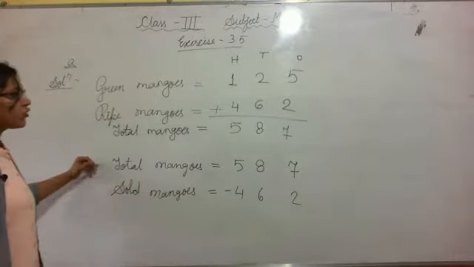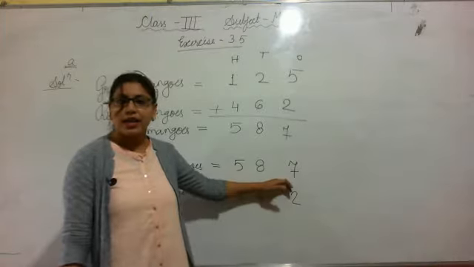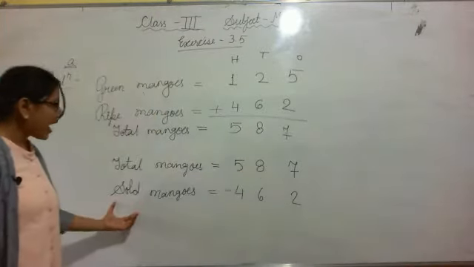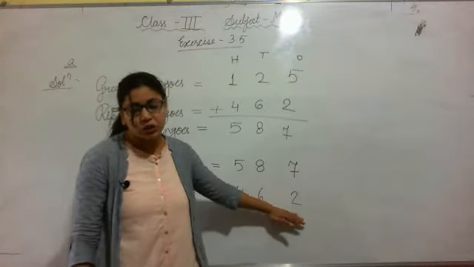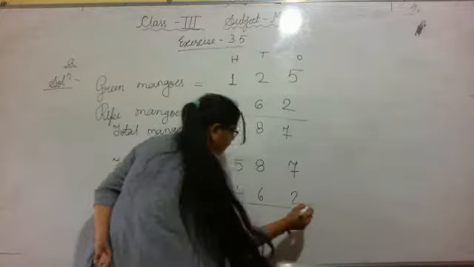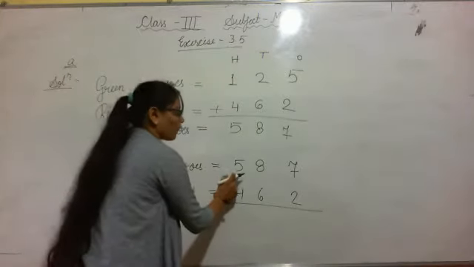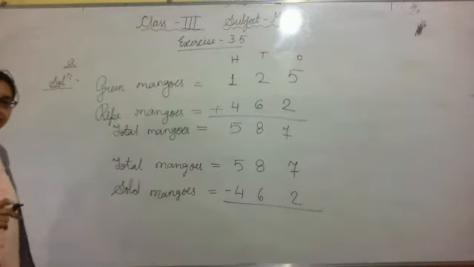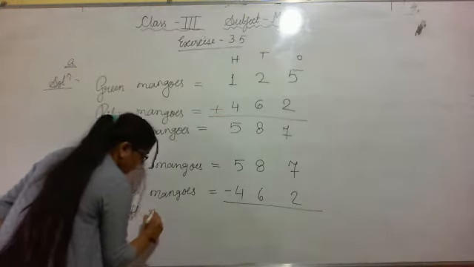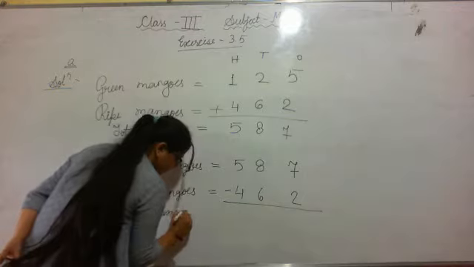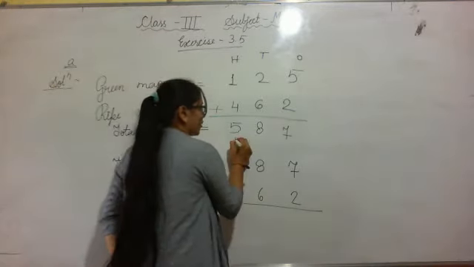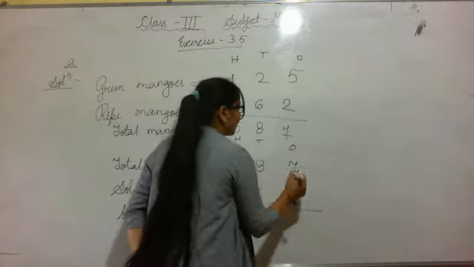Okay. See, total 587 mangoes are there. Total, all the mangoes. And 462 mangoes are sold. So, if we subtract 462 from 587, then we will get the number of left mangoes. So, students, let's subtract and do not forget to write about the places, hundreds, tens and ones.